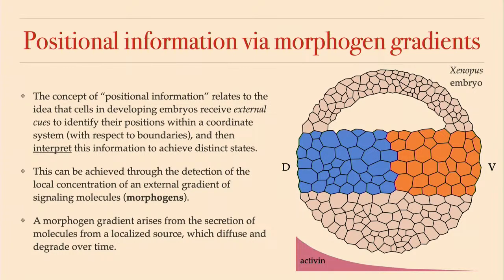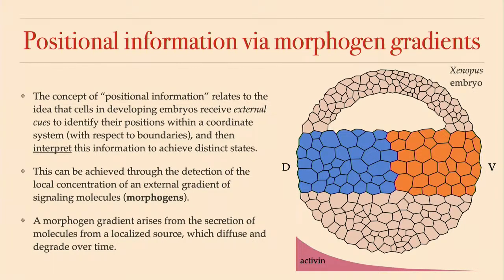But of course, cells only have access to a limited amount of information, right? So how exactly do cells know where they are? That's really the key question over here. Only if they know where they are can they know exactly how they should proceed in their differentiation. And this is where the concept of positional information comes from. So cells in these developing embryos receive some external cues, which is obvious.